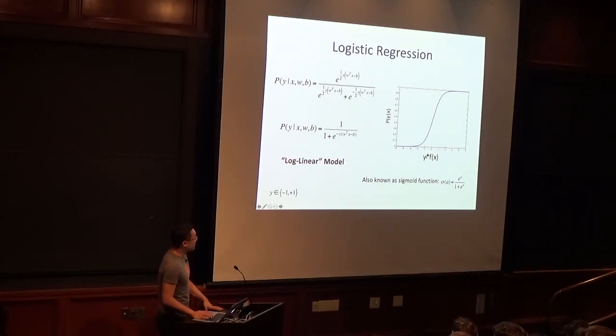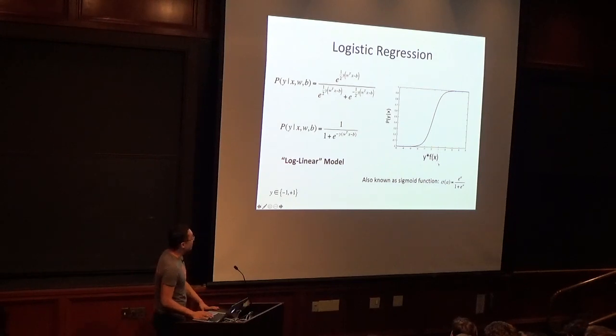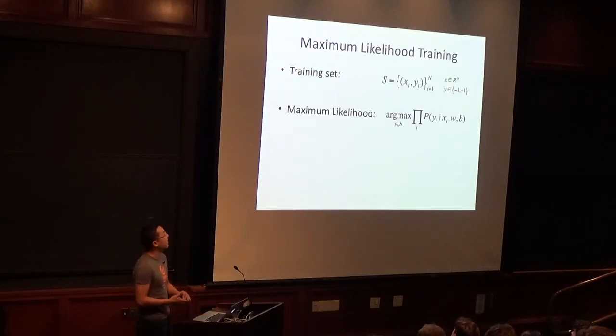As y times f of x gets really large, the probability becomes close to 1. As y times f of x becomes a very big negative number, the probability gets close to 0. And this y times f of x is inside this exponential term here. By the way, this function is also known as a sigmoid.